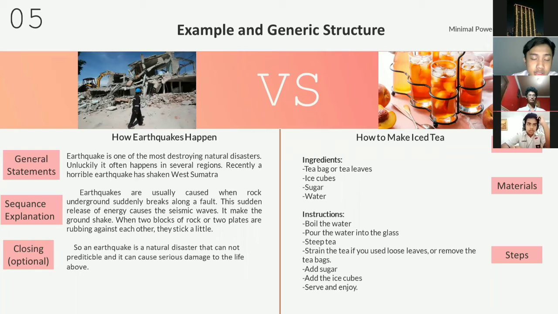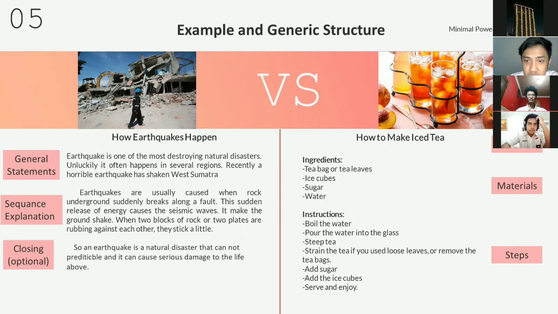The second one is sequence explanation. Sequence explanation states a series of steps which explain the phenomena. So it explains the steps of why the phenomena can happen. And the last one is closing. Closing is optional. You can use it or not use it. Closing contains a conclusion of the general statement and sequence explanation.